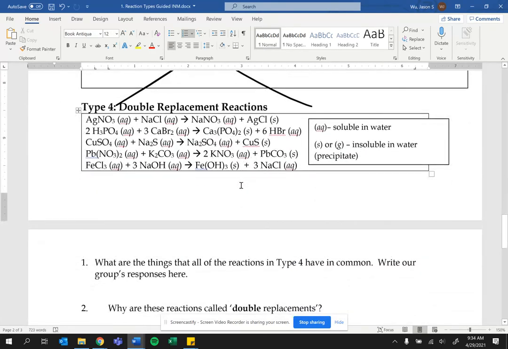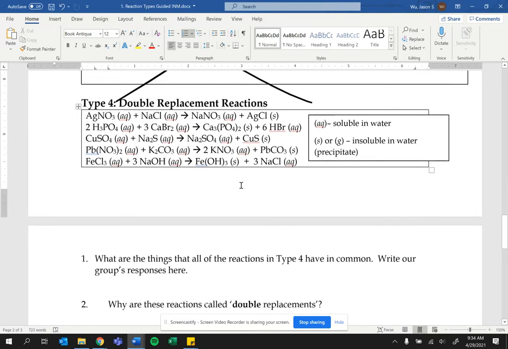Let's take a look at the last type of reaction, double replacement reactions. If you see here, let's take a look at the top one, AgNO3 and NaCl. 2 of these things are going to switch places. In this case, it will be both metals. So Ag switches places with Na. So you have NaNO3 and AgCl. Same thing here. Fe is going to switch places with Na. So you're going to have Fe with OH and Na with Cl.